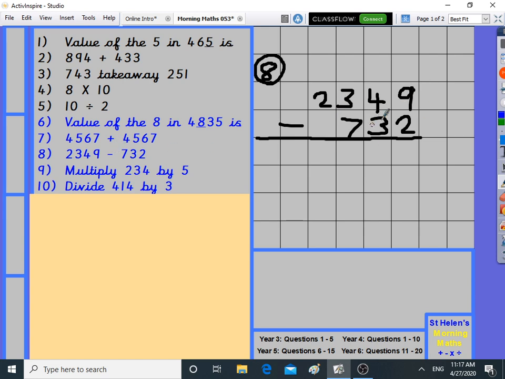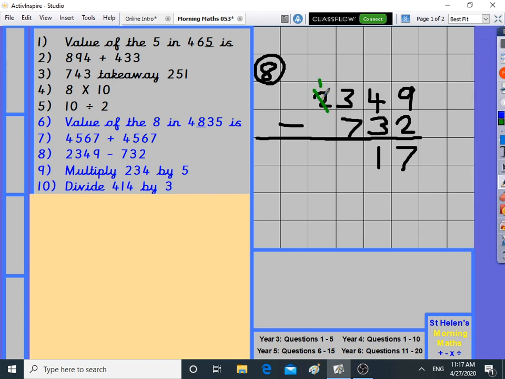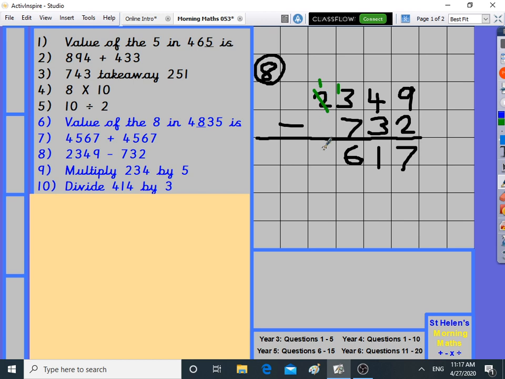2,349 minus 732. 9 minus 2, that works, that's 7. 4 take away 3 is 1. 3 take away 7, can't actually do that. 3 take away 7, borrow from this 2, which becomes a 1, then there's 1 here. 13 take away 7 is 6, and 1 take away nothing is 1. But just don't forget about this 1 here, it's actually the most significant digit, the most important digit in the whole question, because it's worth 1,000, isn't it?